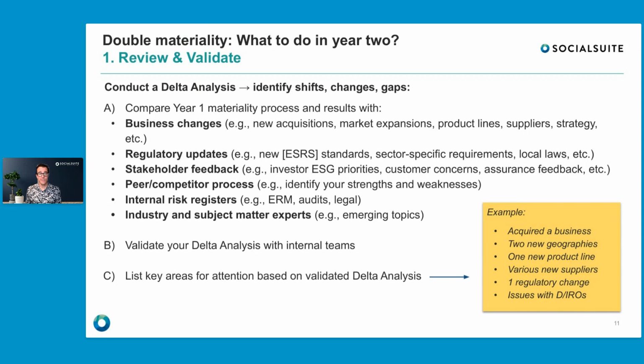And then think about industry and subject matter experts. That could be internal, people with a really clear subject matter expertise on particular topics or areas in your value chain. Talk to them, like I said, internally, but also potentially externally. There might be some key experts that have good insights on emerging topics.